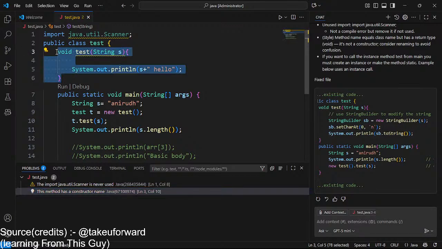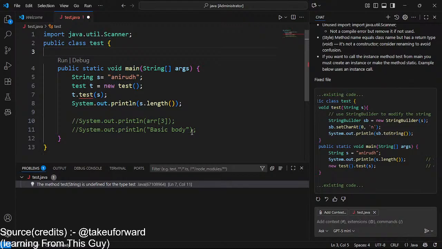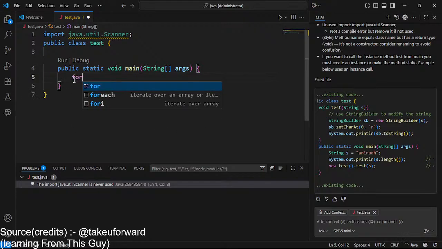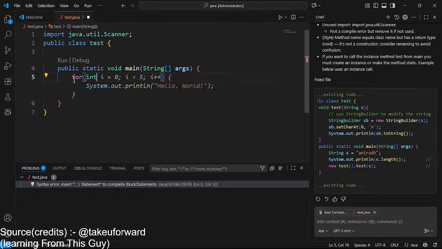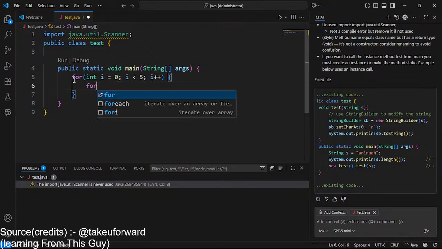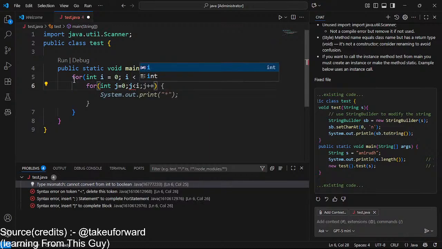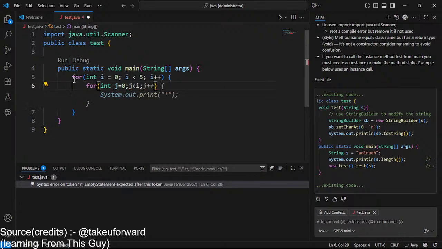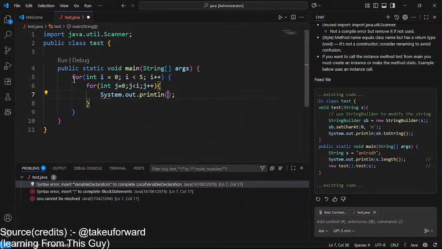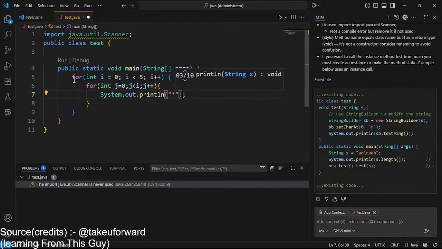So now let us write some code. And j equals to 0, and then j is then, j plus plus, out top rows.